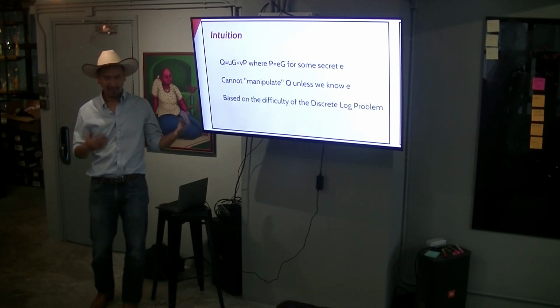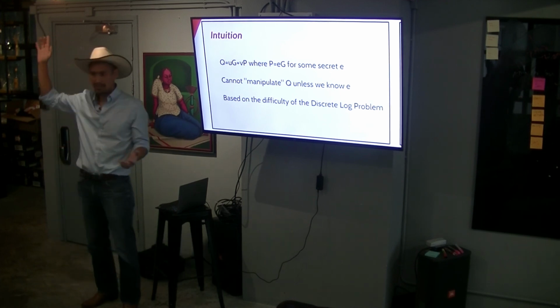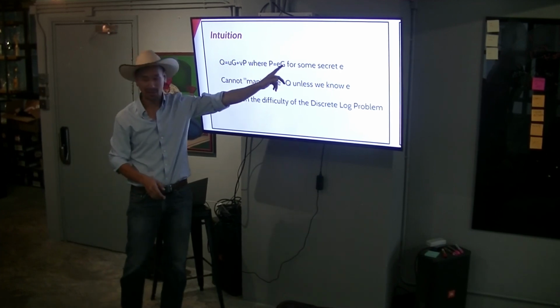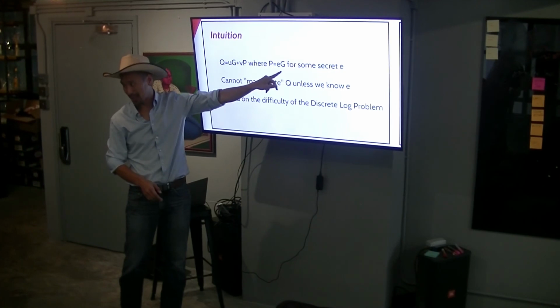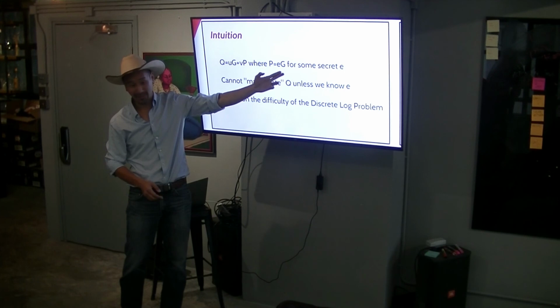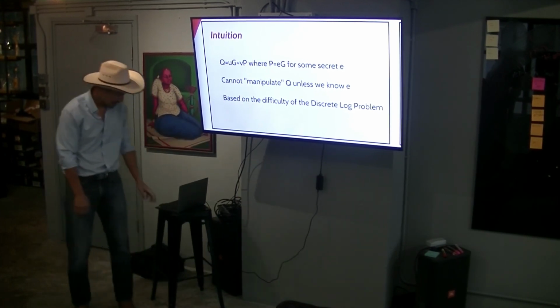And it's based on the difficulty of the discrete log problem. Who's familiar with the discrete log problem? Okay. If you don't know it, it's basically what I said here: if you know e, you can get P, but if you know P, you can't get e. If you know the private key, you can get the public key, but if you know the public key, you can't get the private key. That's the discrete log problem in a nutshell.